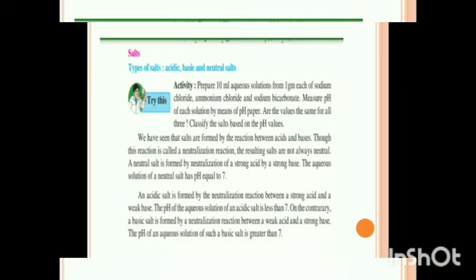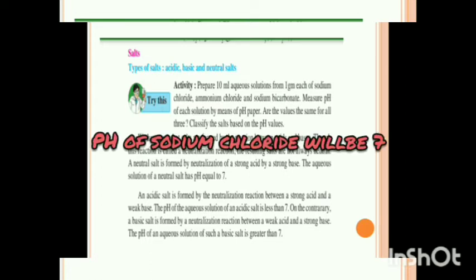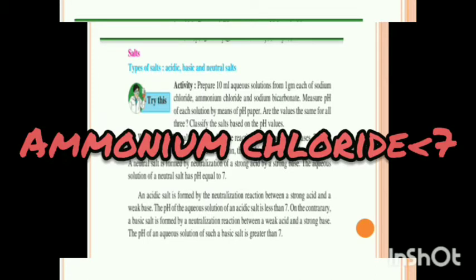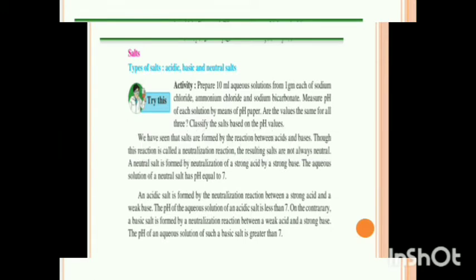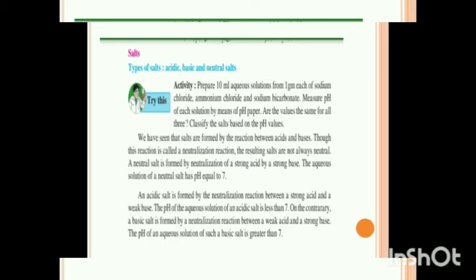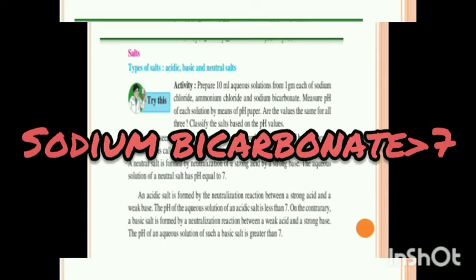Doing this experiment, you will observe that the pH values will not be the same for all these three salt solutions. The pH of sodium chloride solution will be 7, that is neutral, and the pH of ammonium chloride solution is less than 7, that is acidic. We all know if the pH value is less than 7, then the solution is acidic, and the pH of sodium bicarbonate solution is greater than 7, that is basic.